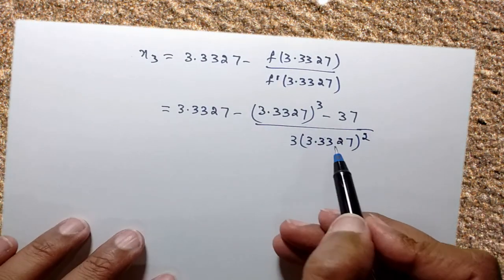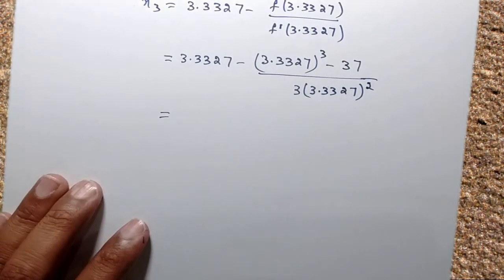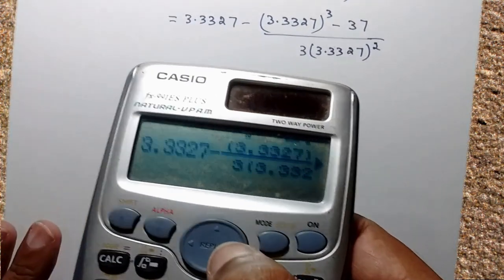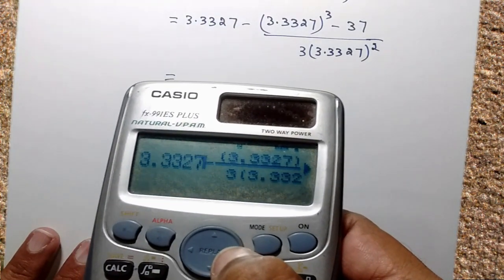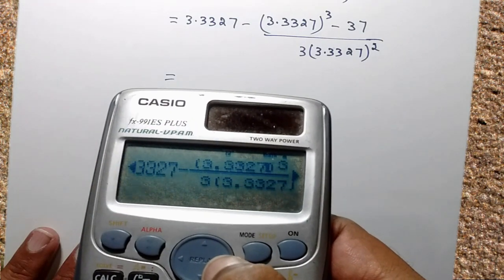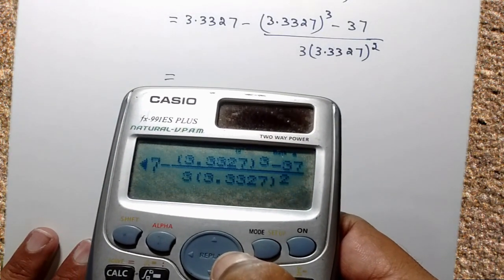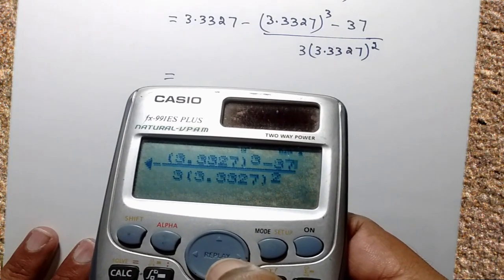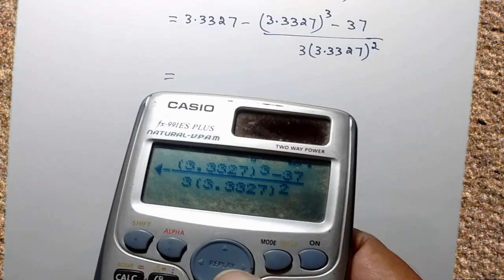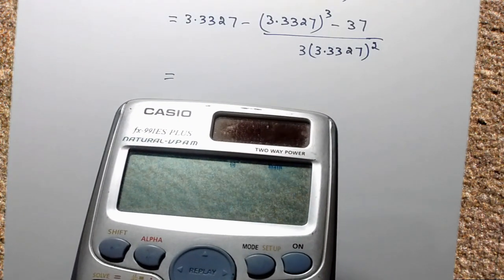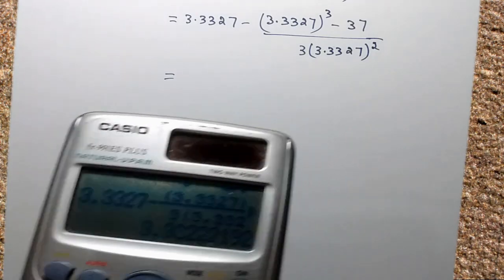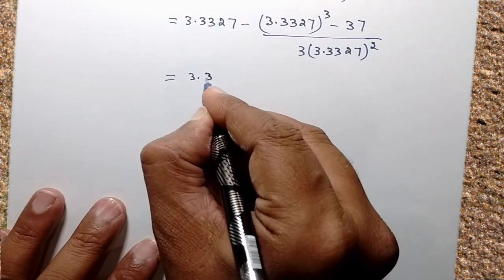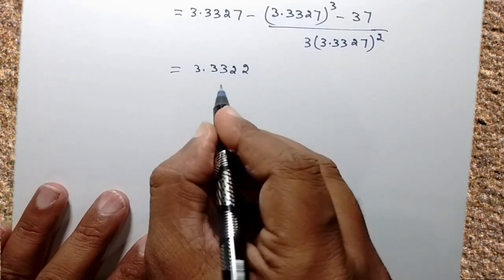So here x I am taking is 3.3327. Once again use the calculator and simplify this one. Just observe the values I've typed in: 3.3327 minus 3.3327 whole cube minus of 37, that is the numerator value, divided by 3 times of 3.3327 whole square. Let us check what solution we get over here. So that's the solution you are getting. 3.3322 you have. So just check.